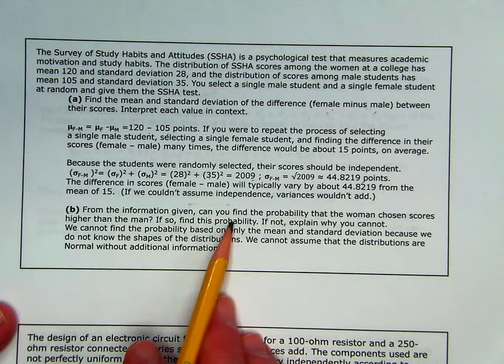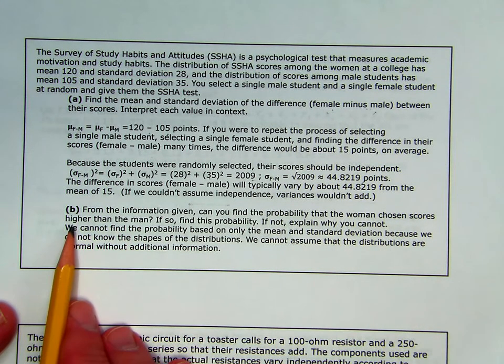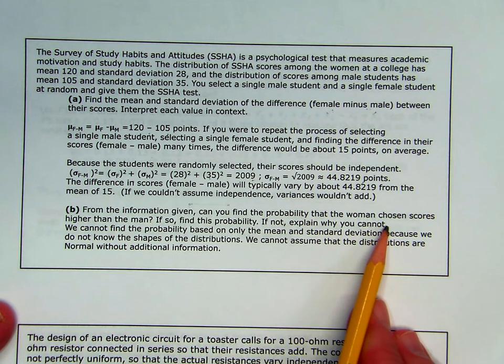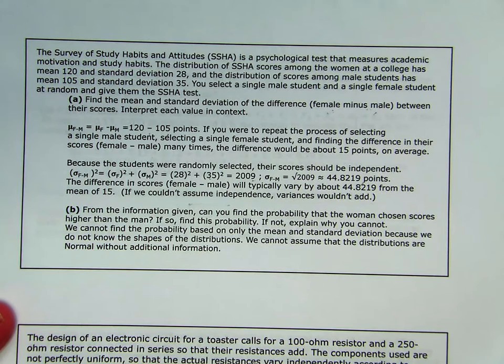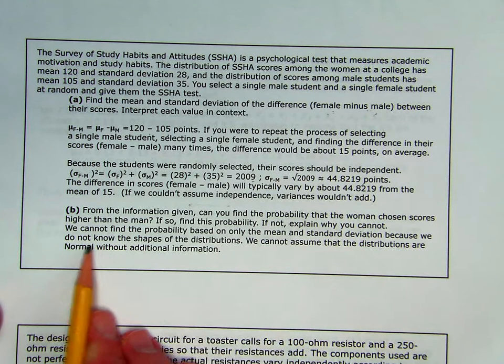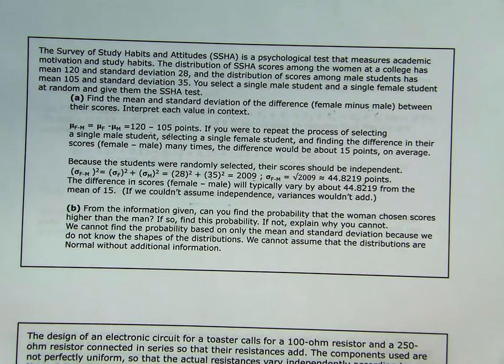Okay, from the information given, can you find the probability that the woman chosen scores higher than the man? If so, find this probability. If not, explain why you cannot. Okay, it never said anything up here about the shape of the distribution. For this type of problem, the only one we really know how to solve is if they were 2 normal variables. Without knowing the shape of the distribution, we can't do much. We cannot find the probability based on only the mean and standard deviation because we don't know the shapes of the distributions. We cannot assume the distributions are normal without additional information.